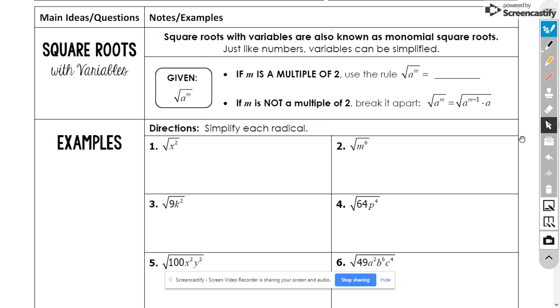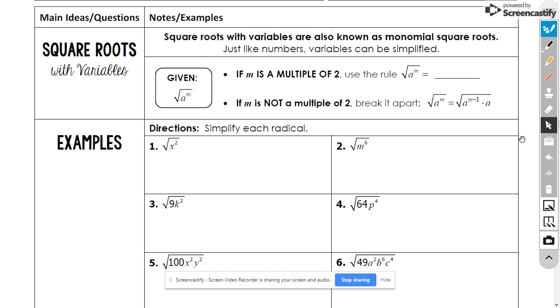All right, so today is the second day of radicals. Yesterday, you should have remembered how to simplify square roots that are not perfect squares. So today we're going to throw some variables in there. Variables are actually very easy to simplify.